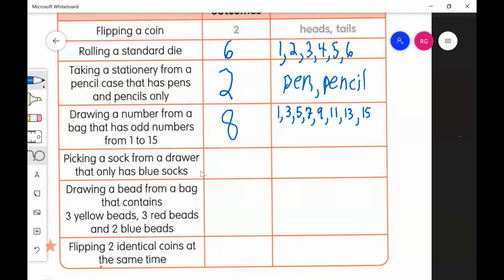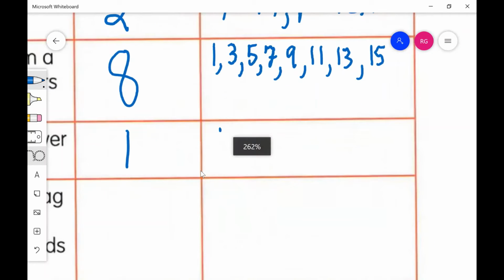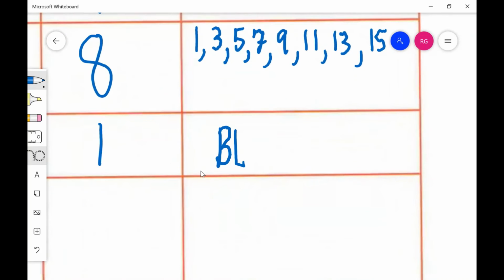Okay, so what are the outcomes? It only has blue socks. How many outcomes are there? 1, right? I don't know how it could be 0. No, it's got to be 1. And the outcome is what? What are you going to get? Blue socks. Okay. All right. Blue socks.